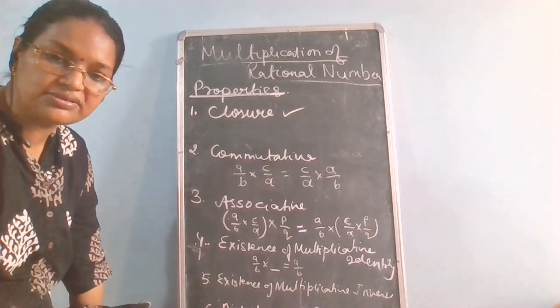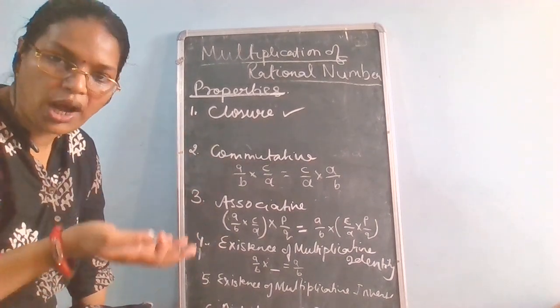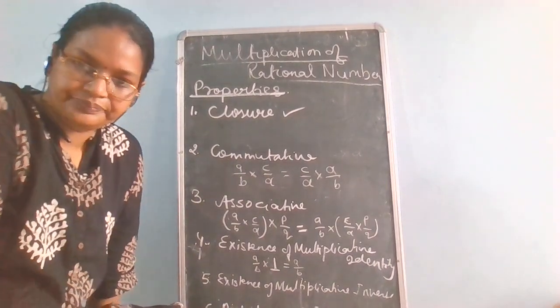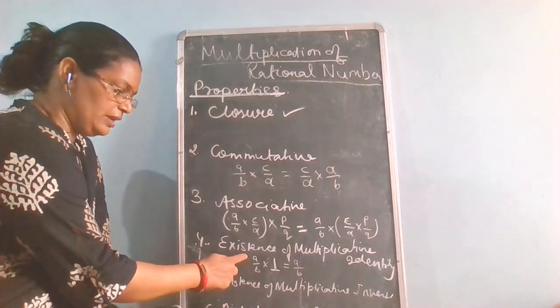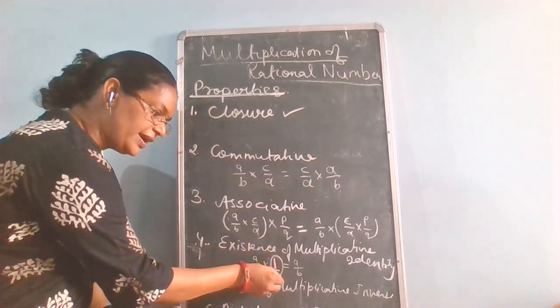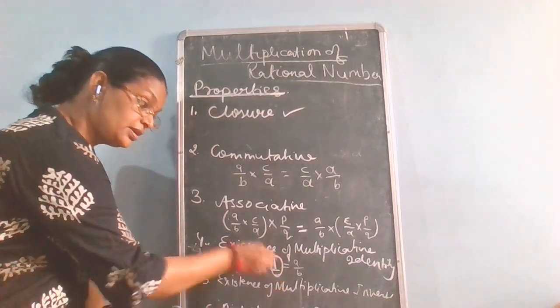All of you knowing this result? It is 1. So in a by b we are multiplying 1. Okay. So a by b into 1 is equal to a by b. So here multiplicative identity exists.